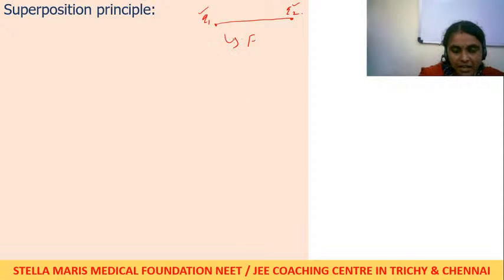So in Coulomb's law we saw the force between two charges, both static. The superposition principle is used for the force between n number of charges present in the system. Did you understand?